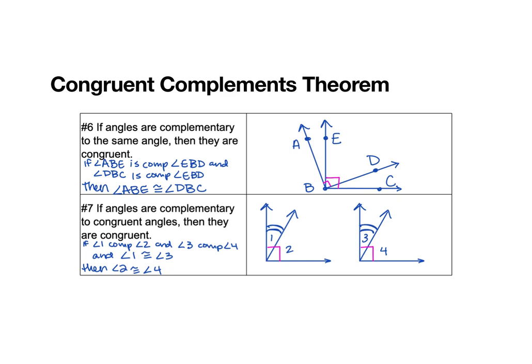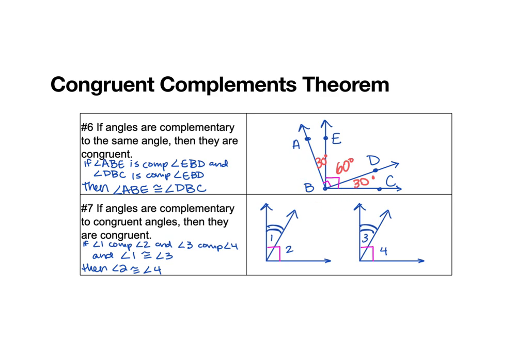So rather than angles being supplementary to the same angle, I have angles that are complementary to the same angle. So number 6 says, if angles are complementary to the same angle, then they're congruent. Okay, given: ABE is complementary to EBD, and DBC is complementary to that same angle. Let's put a measurement in there. Let's say this is 60 degrees. If ABE is complementary to that, that means this is 30. If DBC is complementary to that, that means this is 30.